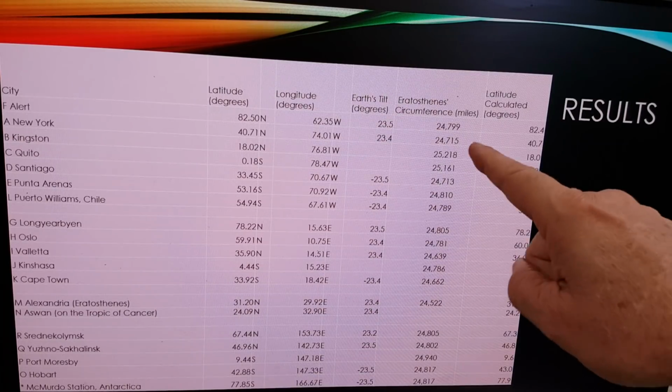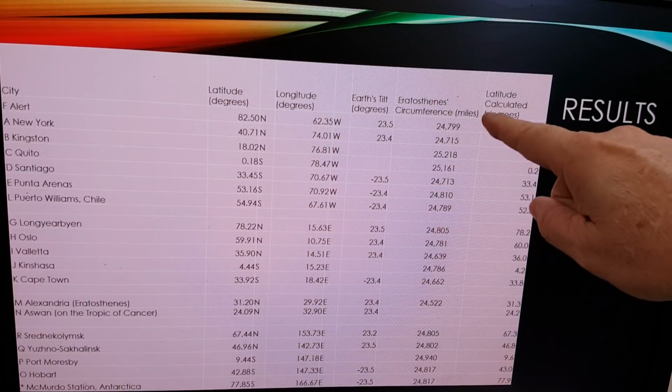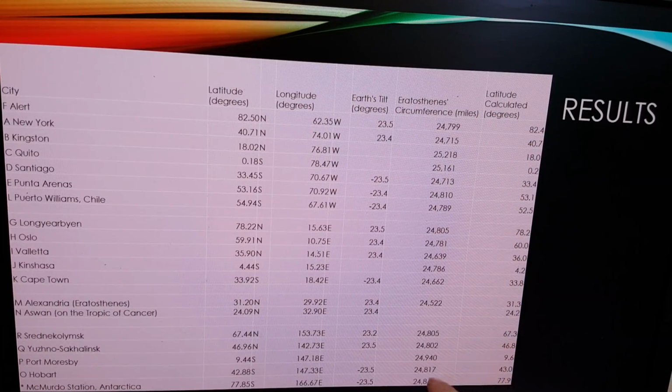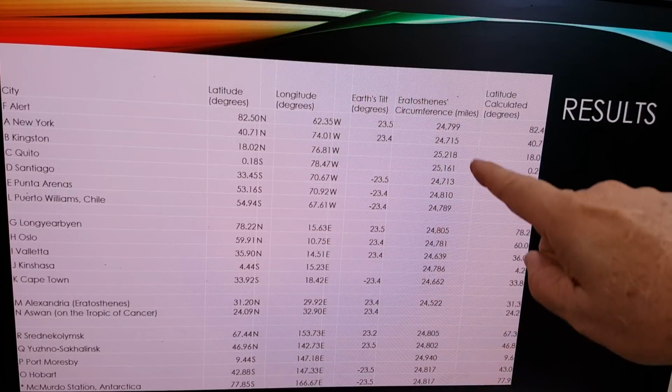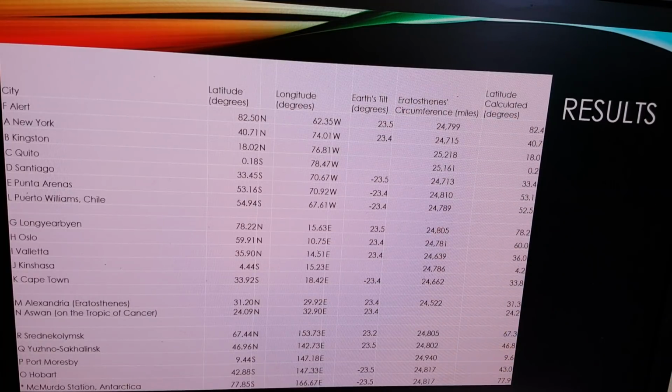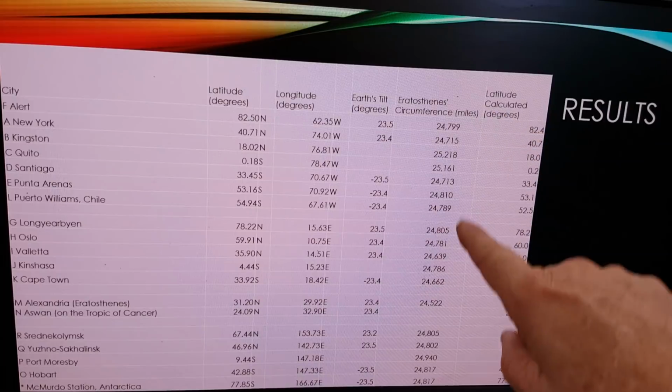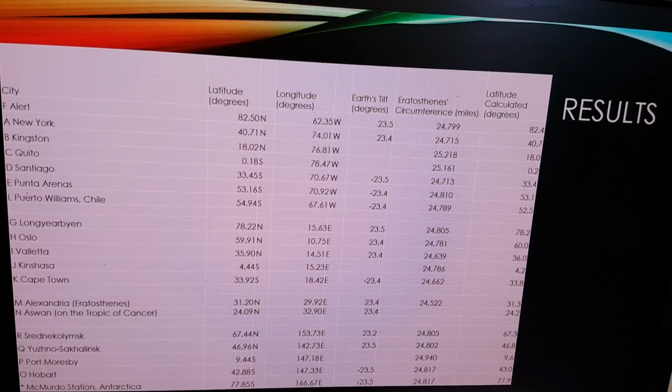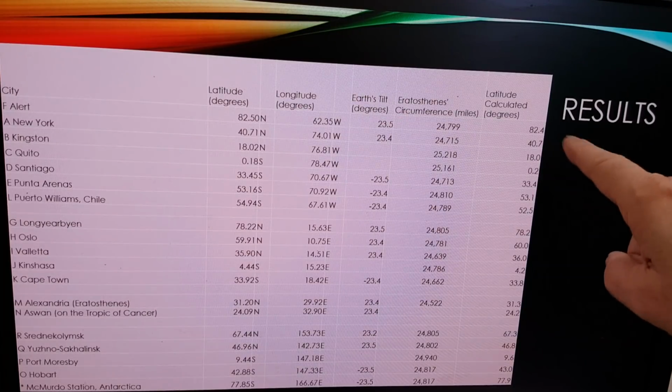The circumference that I calculated, once again, these numbers are all very, very close to the accepted value, 24,860 miles. I don't see how you can not see that these numbers are consistent with each other. And then, of course, the last thing was a very simple calculation of the latitude.